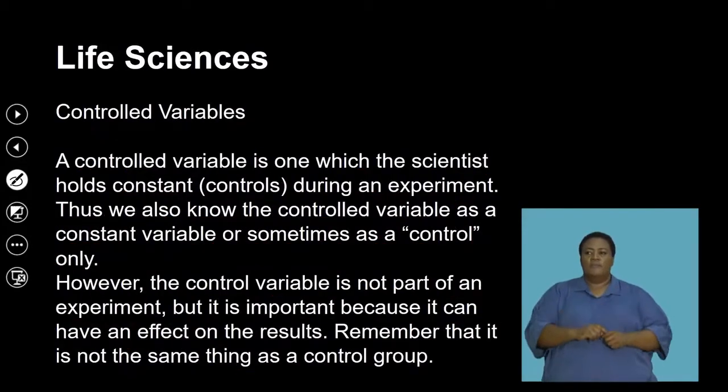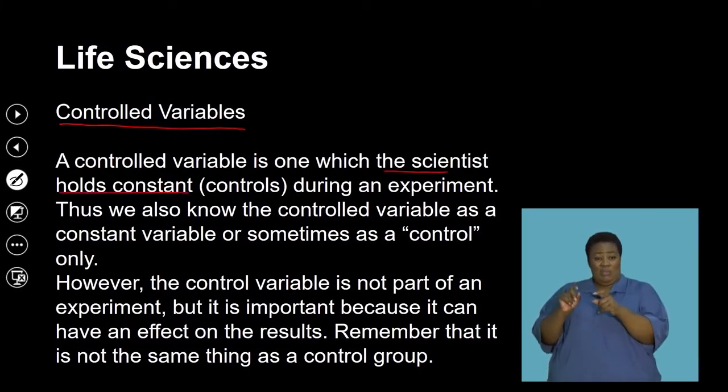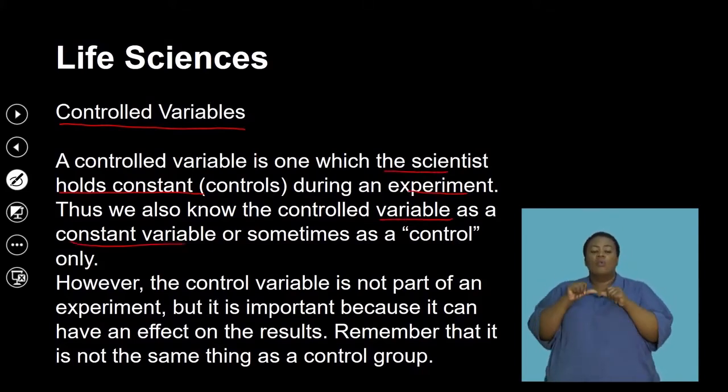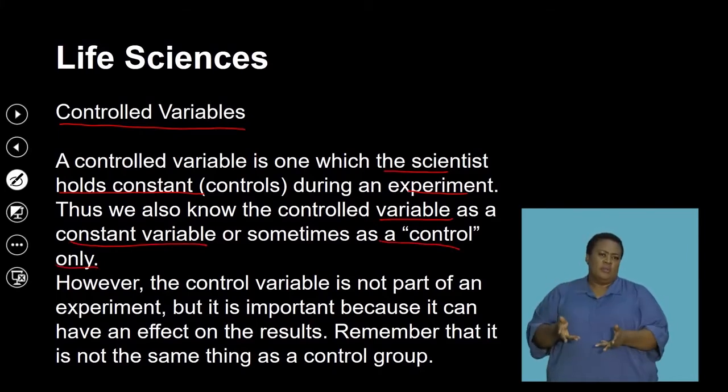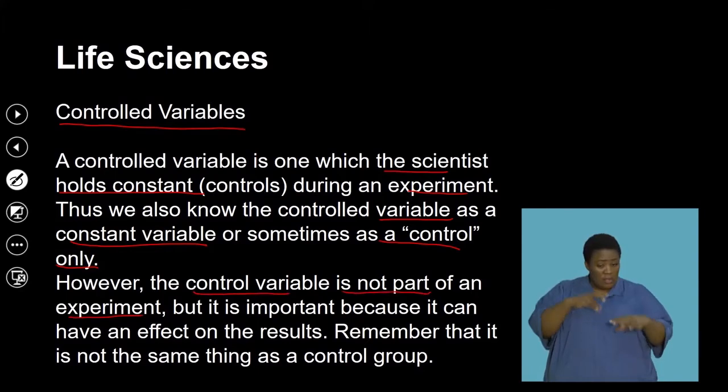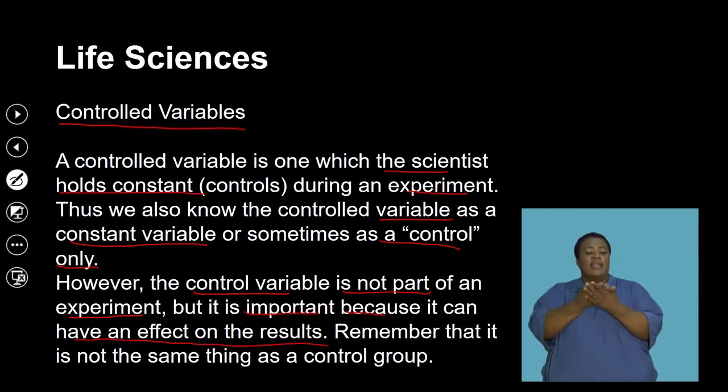Okay, we're going to try and wrap this slide up by looking at the control variables. The control variables are the ones which the scientists keep constant or hold constant during an experiment. Thus, we also know that the control variables are the constant variables, or sometimes referred to as the control only. However, a control variable is not part of the experiment's test, and it doesn't affect the variables, but it is important because it has an effect on the results.